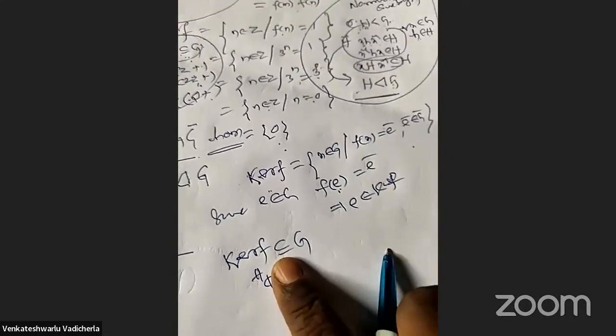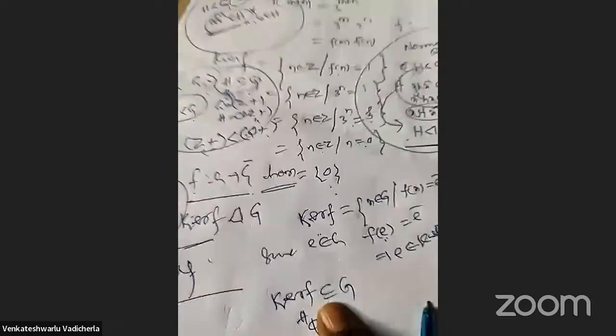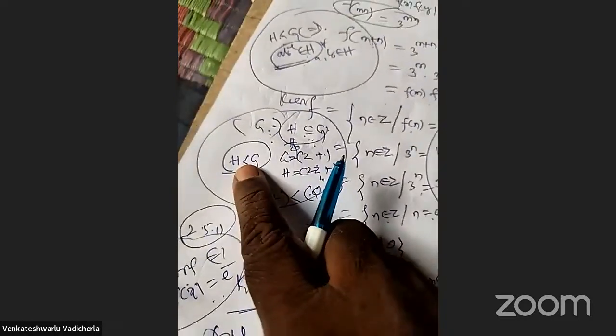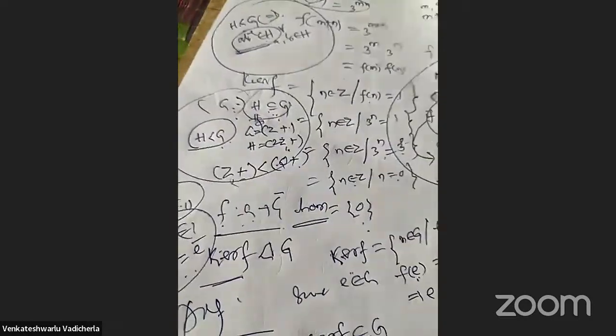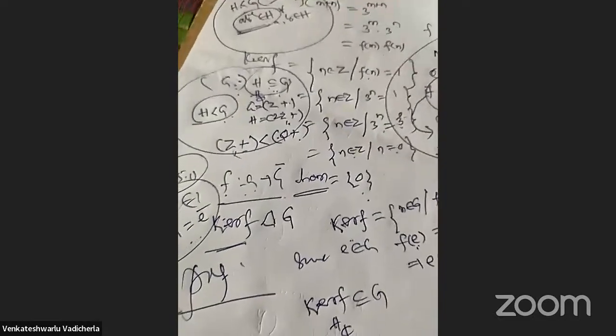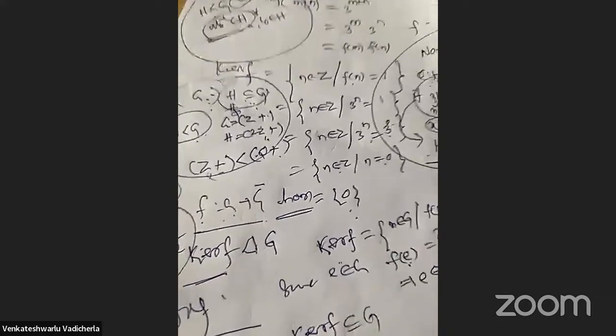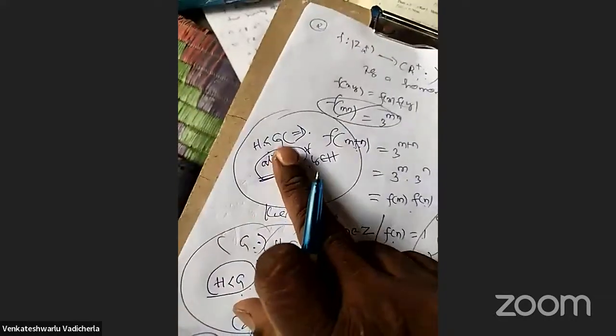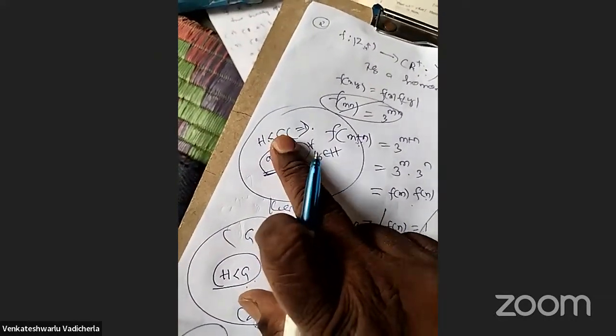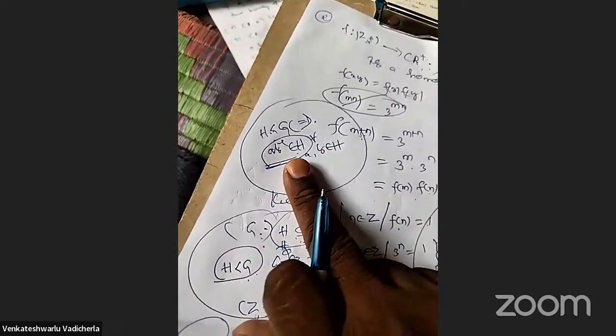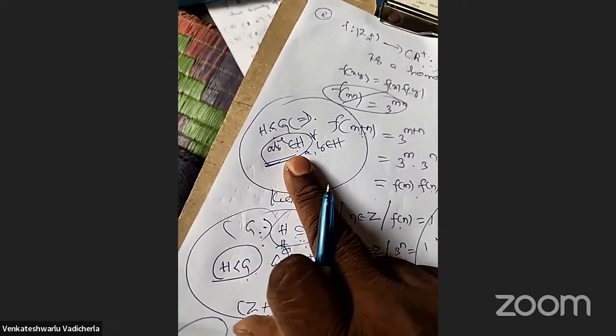First of all, we take the subgroup definition. Let H be a non-empty subset of G, where G is a group. Then H is said to be a subgroup of G if H is itself a group. The condition is: H is a non-empty subset of G, and ab inverse belongs to H. Then H is a subgroup.